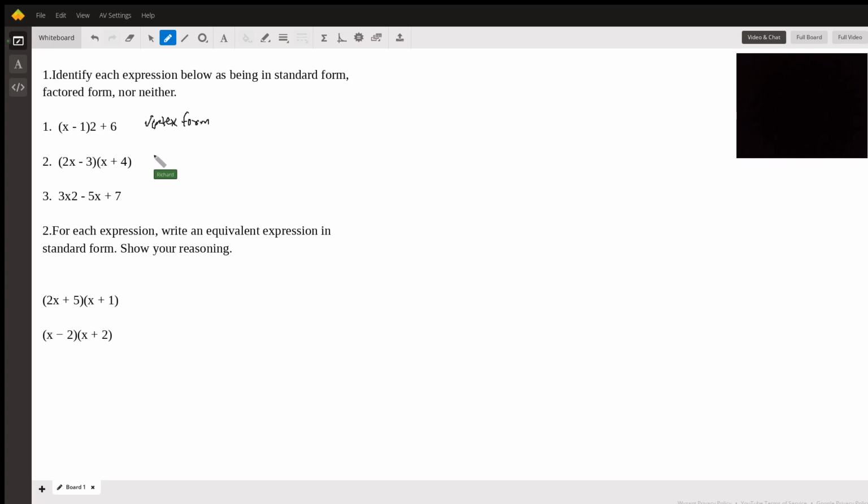This one is called the factored form because you can see it's written as factors of the parabola. Factored form. And this is called standard form.